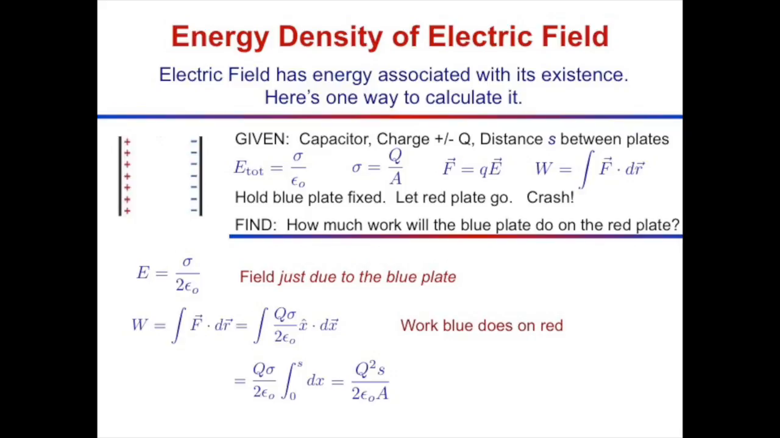Okay? Then I'm going to calculate the work that the blue plate does on the red plate during this motion. So that's integral F dot dr. The force is QE. So I need the charge on the plate. So Q is the charge on the red plate. I need the electric field that the red plate feels, and that's this sigma over 2 epsilon naught. And then I need the direction of the force dotted into the direction of the motion.